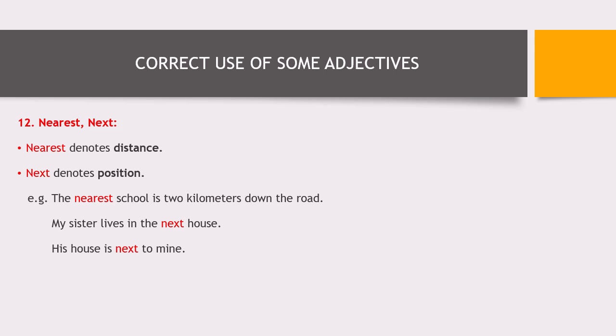12. Nearest. Next. Nearest denotes distance. Next denotes position. For example, the nearest school is 2 kilometers down the road. My sister lives in the next house. His house is next to mine.